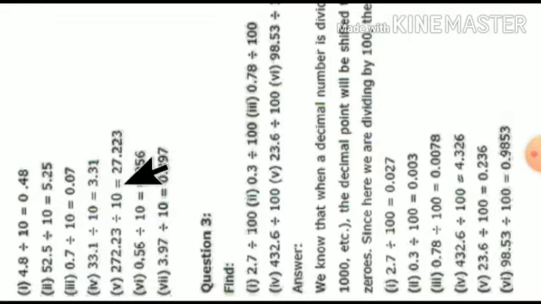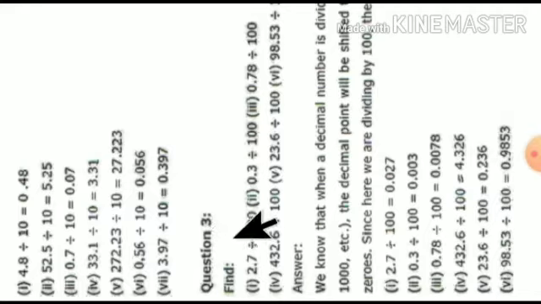272.23 divided by 10 equal to, again point will be shifted left side by one digit. So 27.223. 0.56 divided by 10 equal to 0.056 because this point will be shifted here left side. 3.97 divided by 10 equal to 0.397. Here point will be shifted here, so it will be 0.397.